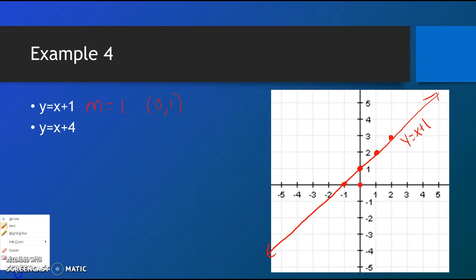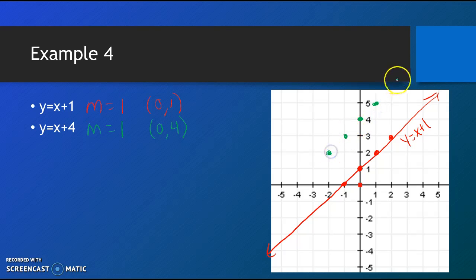And then we're going to go ahead and graph our second one in green. Since it's also in slope-intercept form, we have our slope as 1 and our intercept at 0, 4. So we're going to go ahead and graph this one on our graph as well. So here's 0, 4. With our slope of 1, we're going to graph some other points on the line. Connect them out. And then label this one as y equals x plus 4.